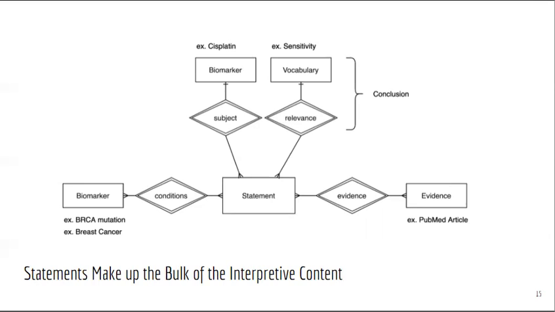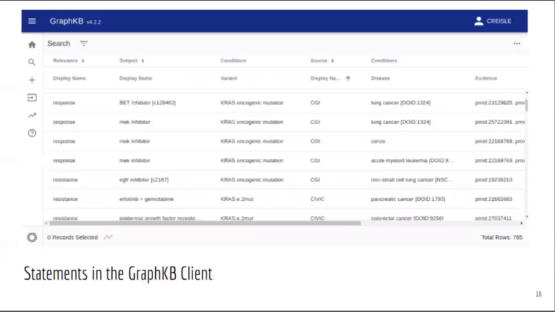Finally, the fourth field is the evidence. This is the source that is used to support the rest of the statement, and most oftentimes it is a journal article, which we give by its PubMed ID. In the example above, we interpret this statement as saying, given a BRCA mutation and a diagnosis of breast cancer, we expect sensitivity to cisplatin. Here you can see what this looks like in the GraphKB client interface.